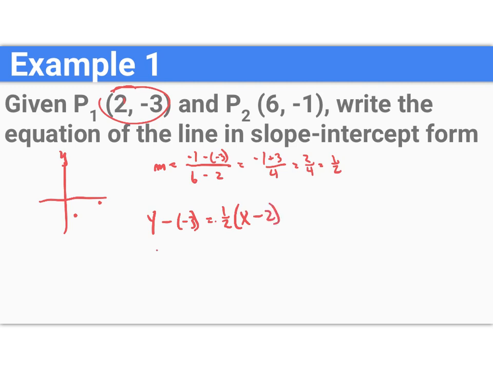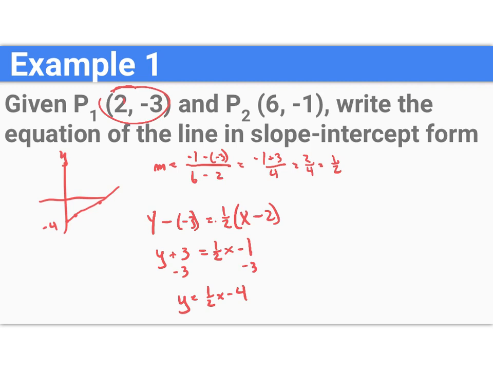So we got y plus 3 equals 1/2 x minus 1. We subtract 3 from both sides, and then y equals 1/2 x minus 4. So this line will cut through the y-axis at -4. And I drew the line just for emphasis.